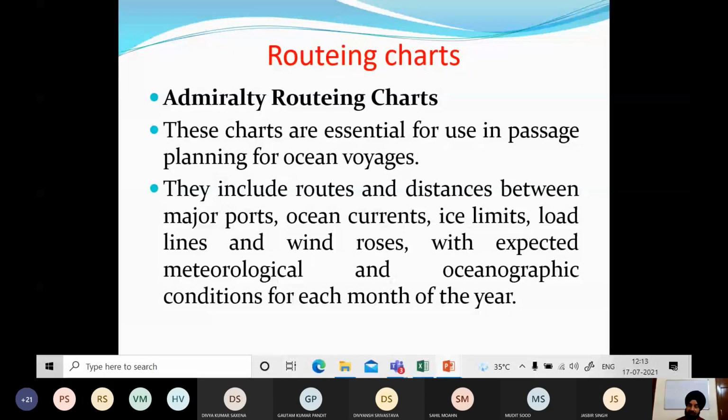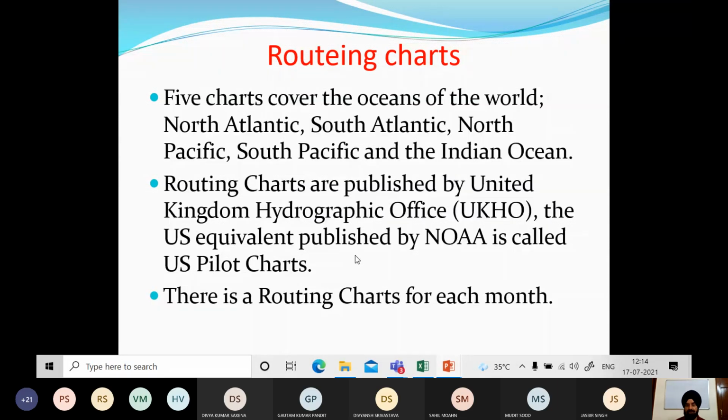So as I think we have discussed before, these routing charts are basically for all the 5 oceans: North Atlantic, South Atlantic, North Pacific, South Pacific, and Indian Ocean. And they are printed monthly. So you have 12 charts for each year, every month. So 12 into 5, 60 charts, expensive ones, but very helpful. 5 charts cover the oceans of the world.